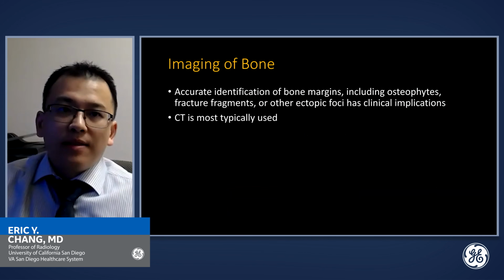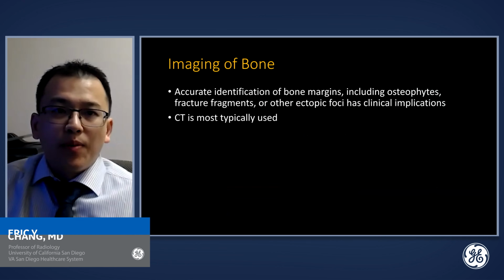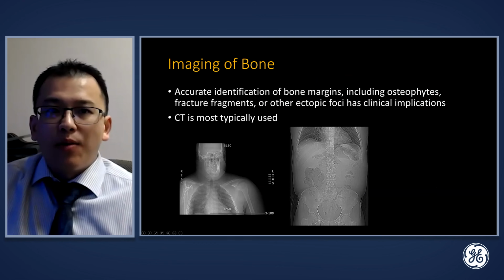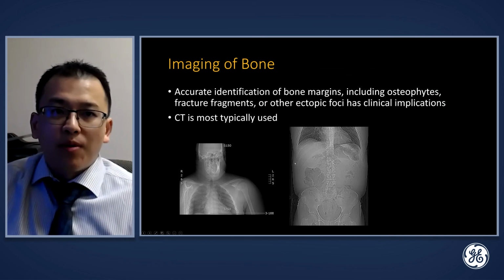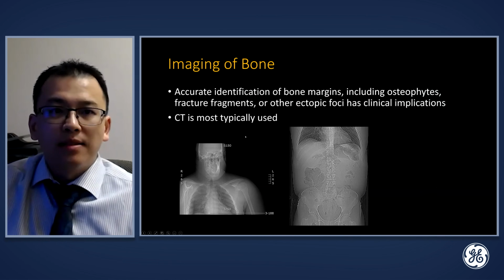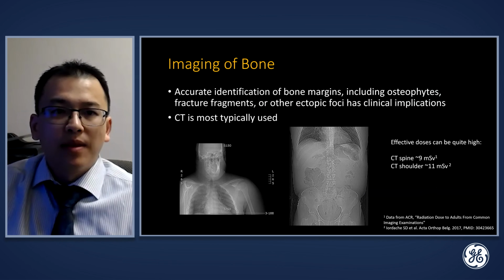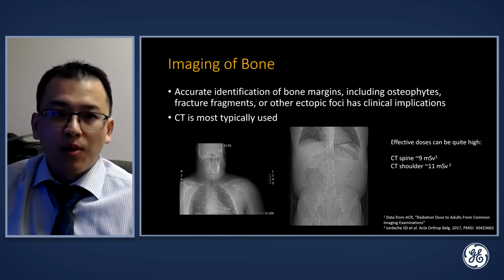Imaging bone is important. CT is most typically used, but radiation is a concern. For the spine, if you image the neck, the thyroid is irradiated. If you image the thoracic or lumbar spine, other radiosensitive organs are irradiated, such as the breasts. If you image one shoulder, both shoulders are irradiated, as well as the thyroid and parts of the breasts. The effective radiation doses can be quite high.